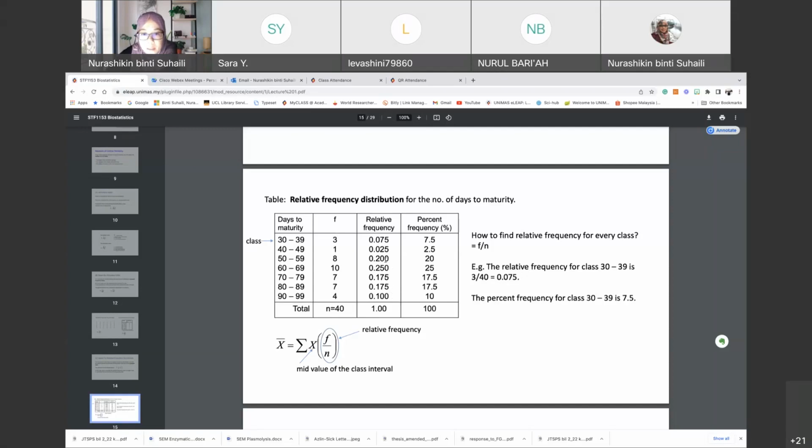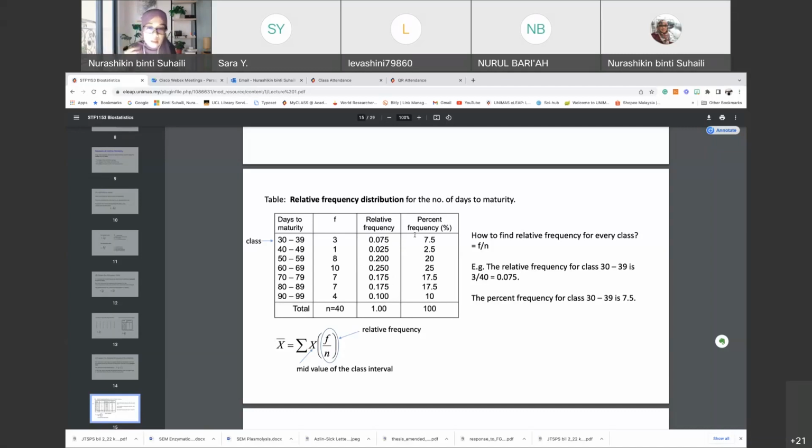And let's say you want to check whether it is really correct or not: the values that you calculate for each of the classes, when you sum all of them, must be equal to 1, because it must be equal to 100%. Now if you convert this into a percentage, 0.075 is equal to 7.5%. Okay, so that is what is meant by relative.